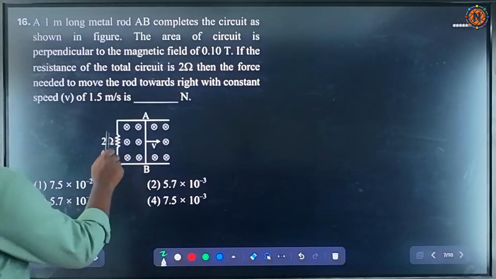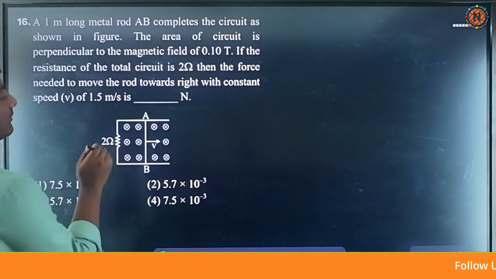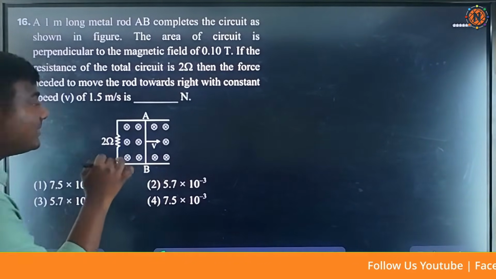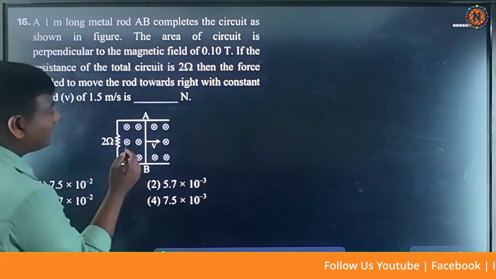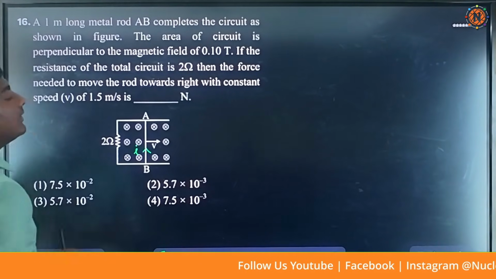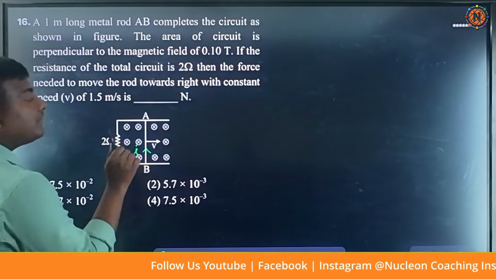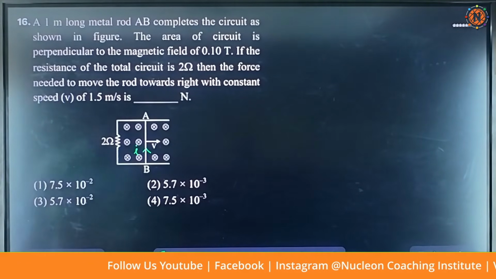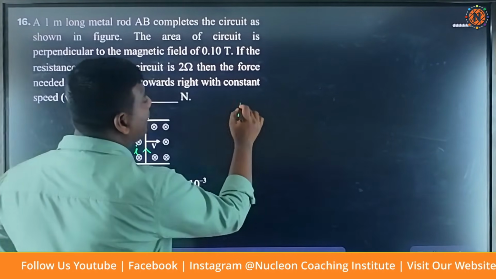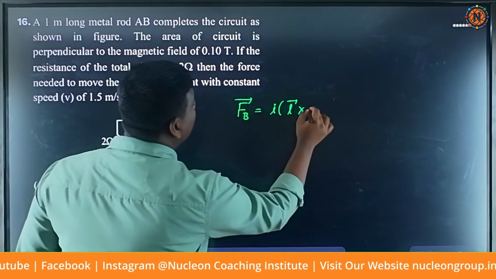Okay, since the magnetic field is there and we are moving this rod in the right direction, what is happening? The flux is changing. Because flux is changing, some induced EMF is produced in the rod, and that's why current will flow. Because of this, let us consider the direction of current is in this direction. So this magnetic field will apply a force on the rod, and FB vector can be written as I L vector cross B vector.